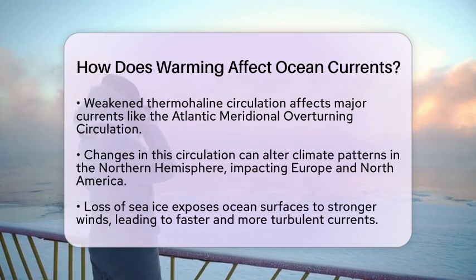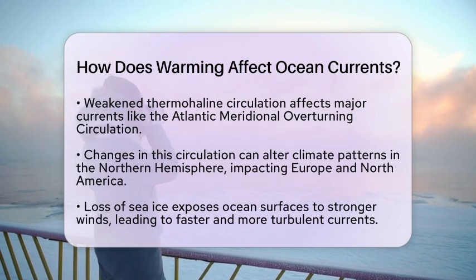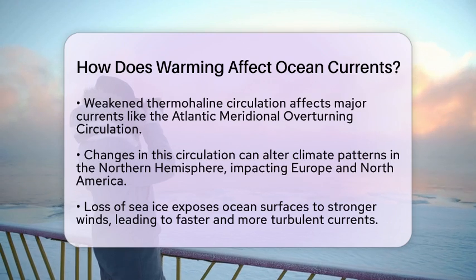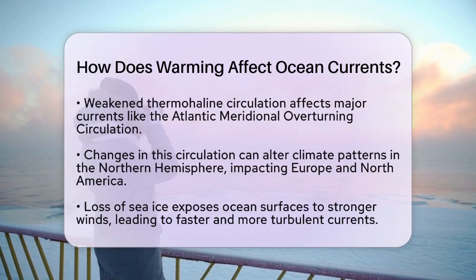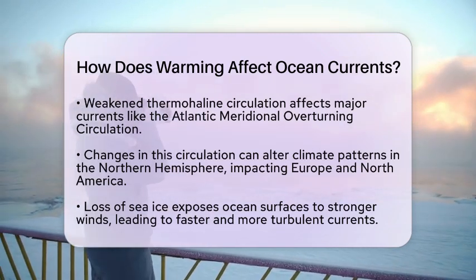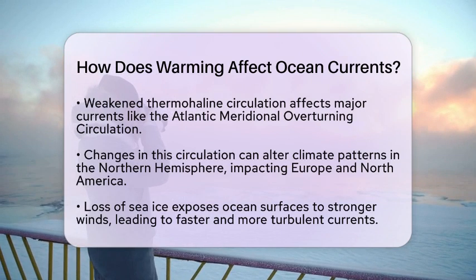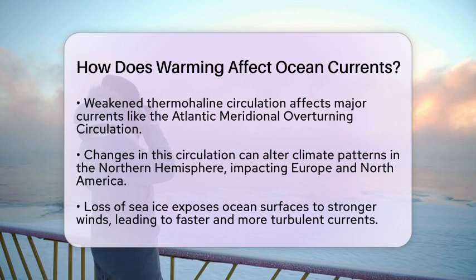In addition, the loss of sea ice in the Arctic exposes ocean surfaces to stronger winds. This causes currents like the Beaufort Gyre to spin faster and become more turbulent. While this can temporarily trap freshwater in the Arctic Ocean, it also risks sudden releases of large freshwater volumes into the Atlantic, further disrupting ocean circulation and climate.